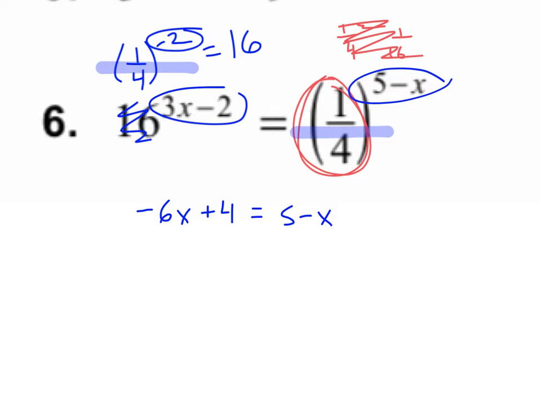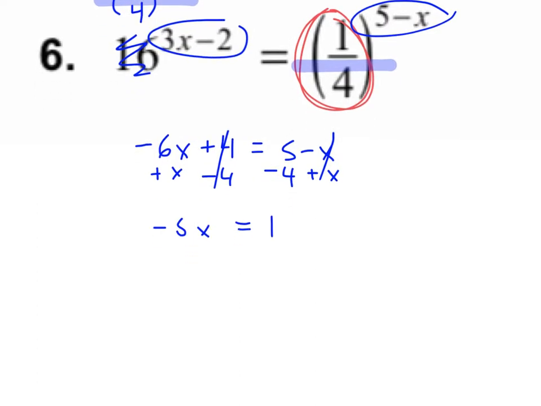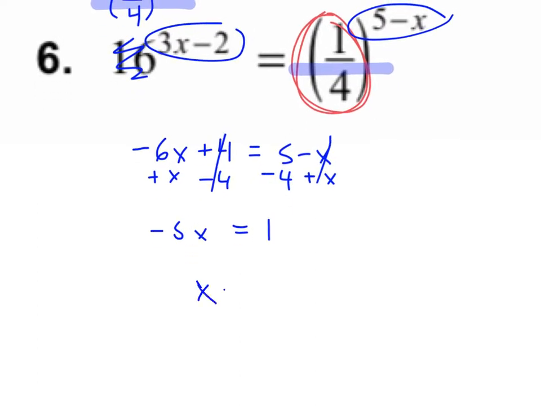So what can we do from here? Combine like terms. So subtract, what did you say, Sydney? Subtract 4 on both sides. And we can add x to both sides. So we get negative 5x is equal to 1. So then what's x equal to? Negative 1 over 5.